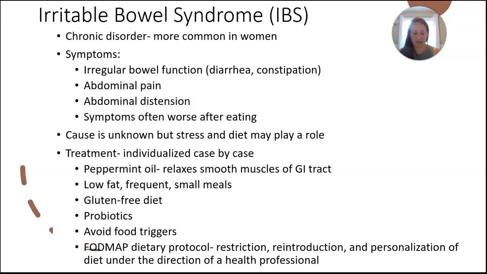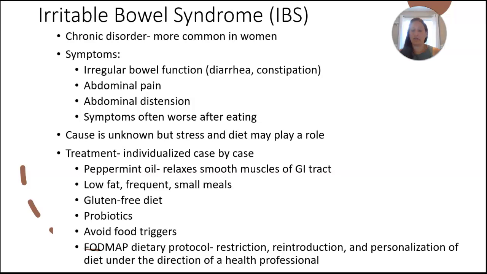Treatment, case by case. Sometimes peppermint oil works, causes the relaxation of smooth muscles in the GI tract. Eating a low-fat diet of frequent small meals. Sometimes eating a gluten-free diet. Probiotics, sometimes. Avoiding trigger foods. And lastly, the FODMAP diet protocol is usually what's going to be prescribed here for IBS.